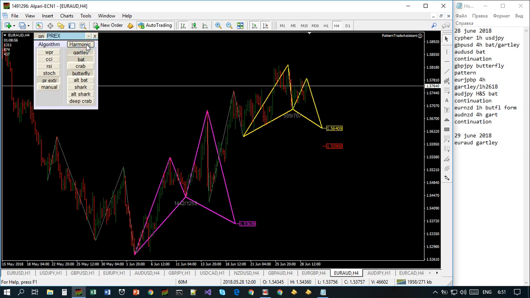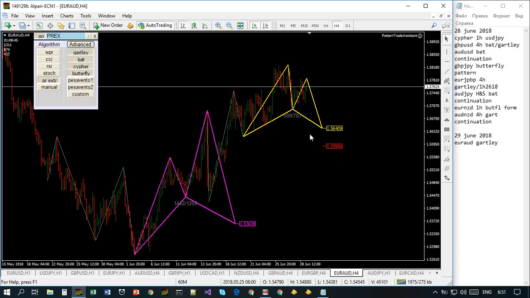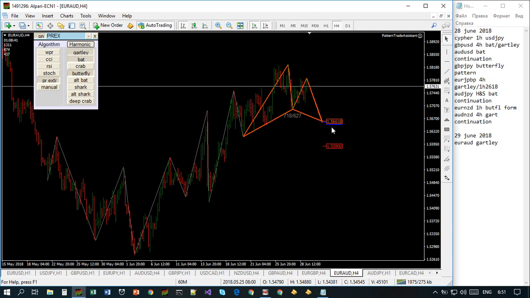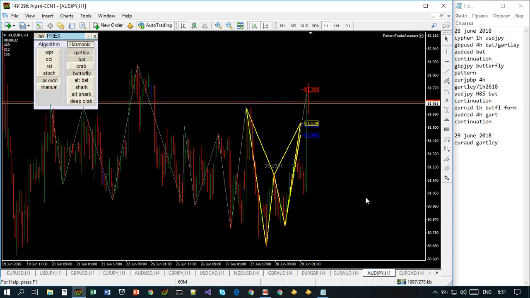Okay, the same stuff with harmonic patterns. See the difference? Sometimes we have a bad pattern according to the advanced approach and a godly pattern according to the harmonic approach. The difference is in this B point calculation, the approach for calculating this B point.